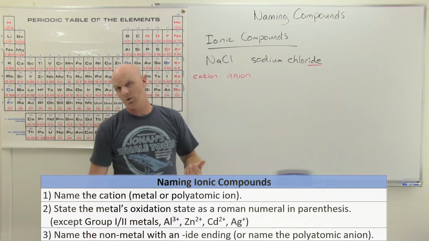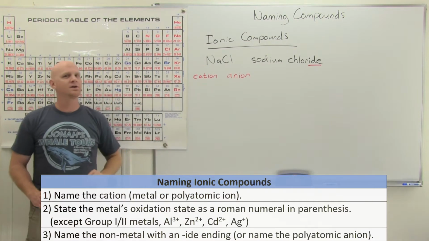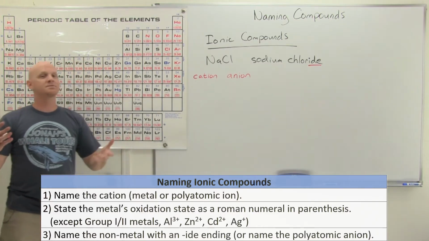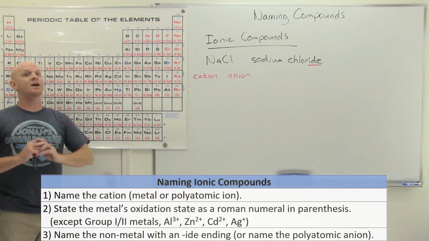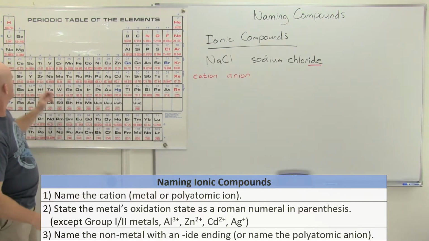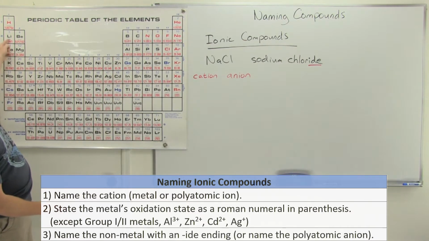Now, it turns out one thing, and this is pretty technical, and we do teach this to college students. Sometimes we're just like, maybe I shouldn't teach this to high school students, or maybe I should just never ask high school students about this. But your group 1 metals are always +1 in ionic compounds. Your group 2 metals are always +2.